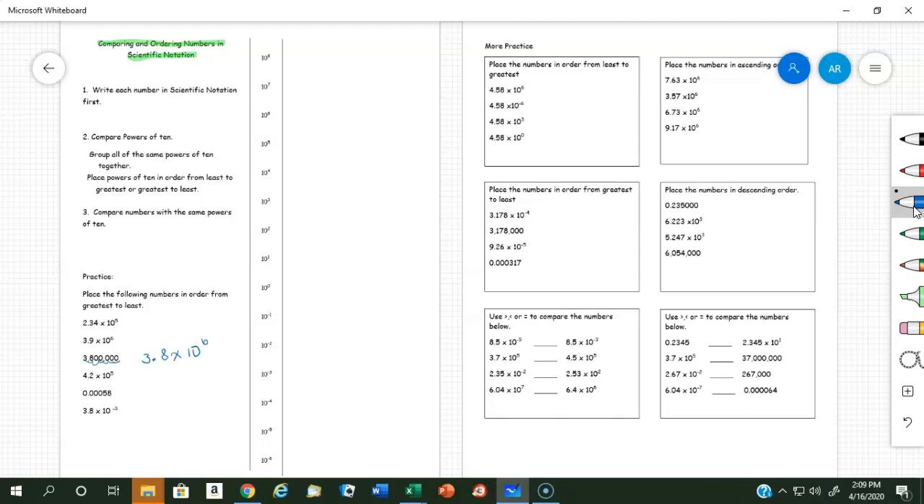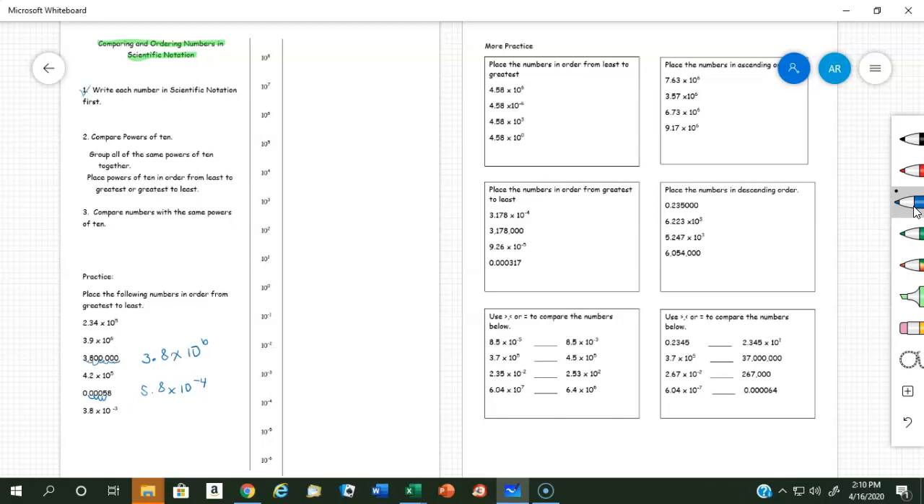Here I have 4.2 times 10 to the 5th, which is in scientific notation, but 58 ten-thousandths I am going to have to change. So it's going to be 5.8 times 10, and I already know it's going to be a negative exponent, but let's see how negative it's going to be. I'm going to go 1, 2, 3, 4. So it's 5.8 times 10 to the negative 4. And now I have 3.8 times 10 to the negative third, which is also in scientific notation. So I've got everything in scientific notation, so check.